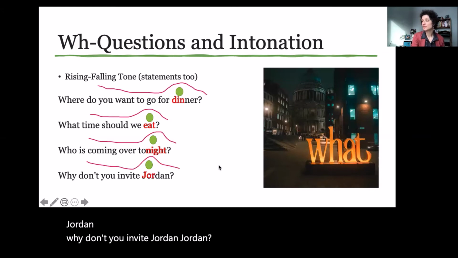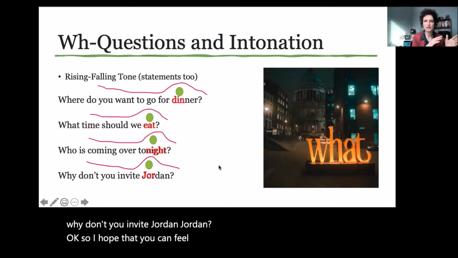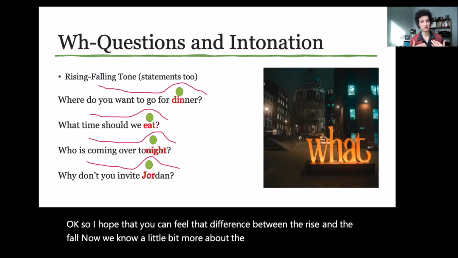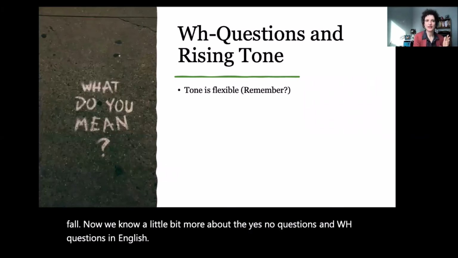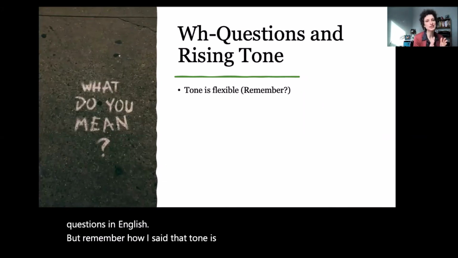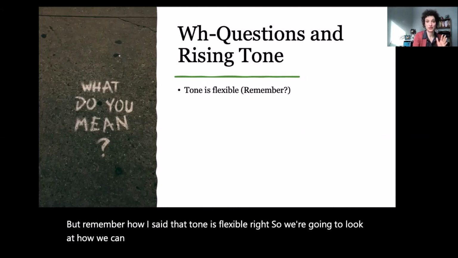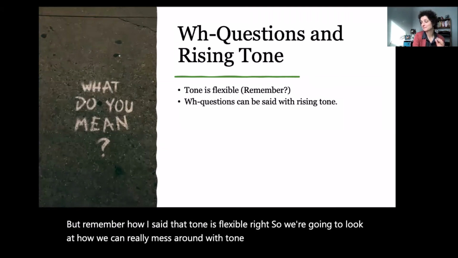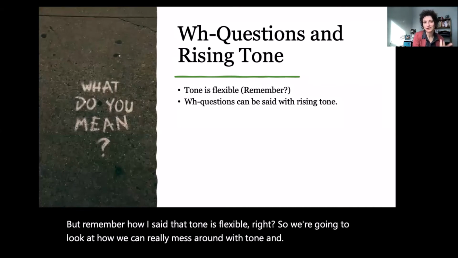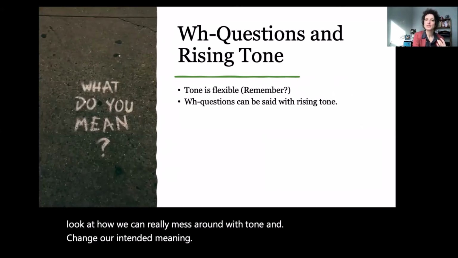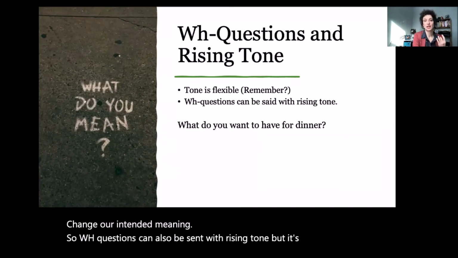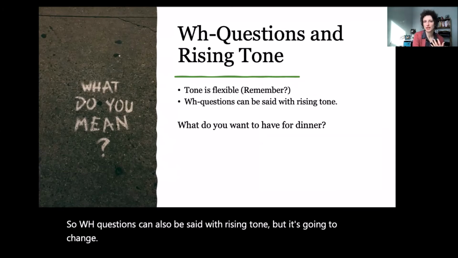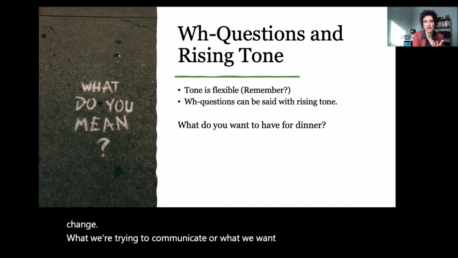Okay, so I hope that you can feel that difference between the rise and the fall. Now we know a little bit more about the yes/no questions and WH questions in English. But remember how I said that tone is flexible, right? So we're going to look at how we can really mess around with tone and change our intended meaning. WH questions can also be said with rising tone, but it's going to change what we're trying to communicate or what we want from the listener, okay?